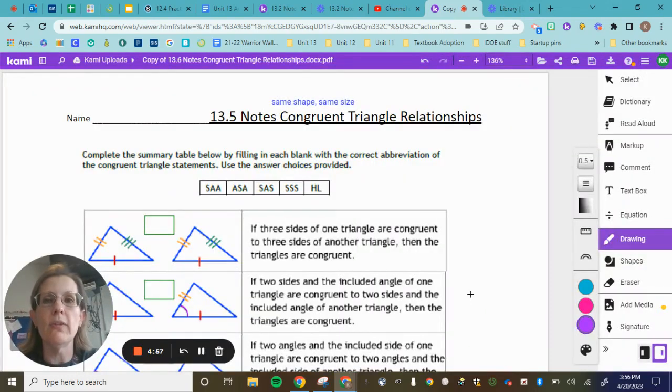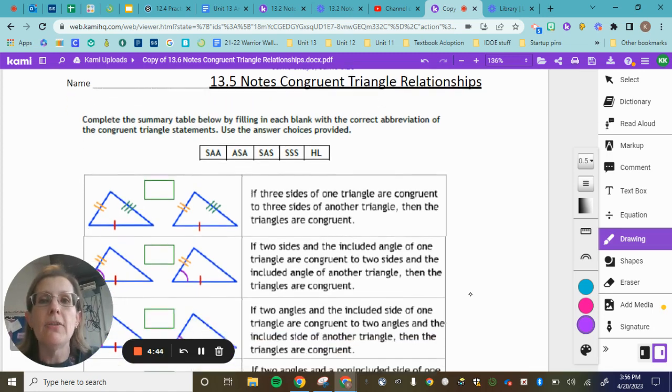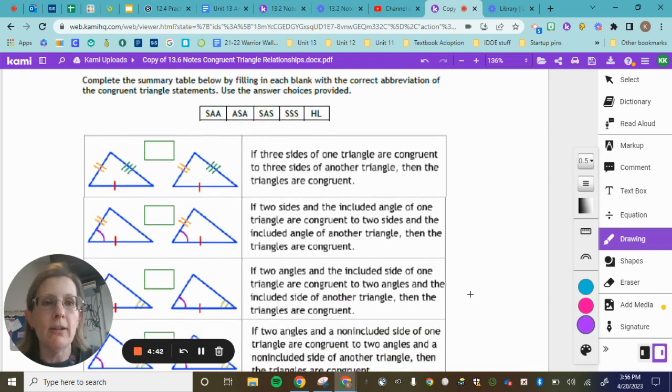In Unit 13, Lesson 5, we're going to talk about some rules for congruent triangles. Congruent means that they are the same shape and the same size. So congruent means the shapes are exactly the same. There are 5 rules for congruency. Congruency is a fancy word for meaning it's the same thing. So here's rule number 1.